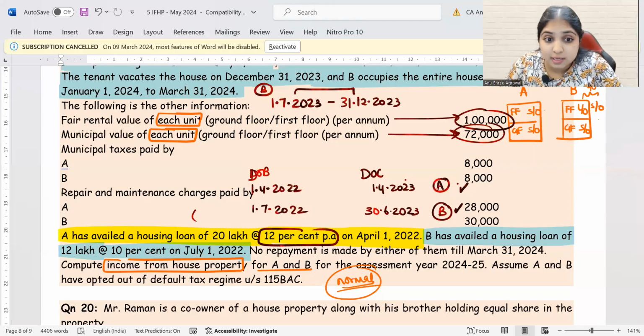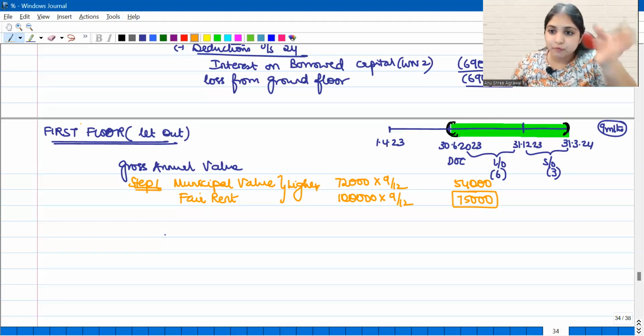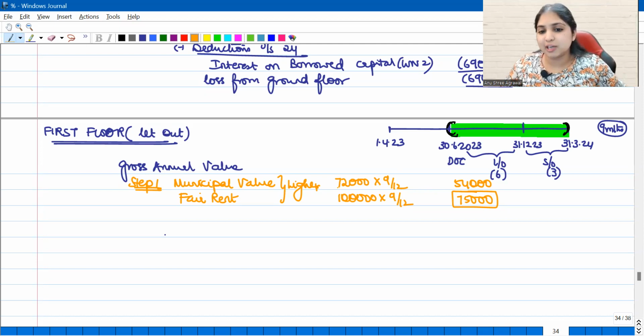Now listen, did you notice each unit, ground floor or first floor? These numbers are not given for the whole house. These numbers are given for each unit separately. Good thing. Had these numbers been given for the entire house, I would have had to find for the first floor alone first. Then I would have had to calculate for 9 months. Here, they have already given us these numbers per unit. So first floor 1 lakh, ground floor 1 lakh. First floor 72,000, ground floor 72,000. So separately, they have given us the numbers. We are calculating for the first floor. For the first floor, full year municipal value is 72,000. We calculated for 9 months.